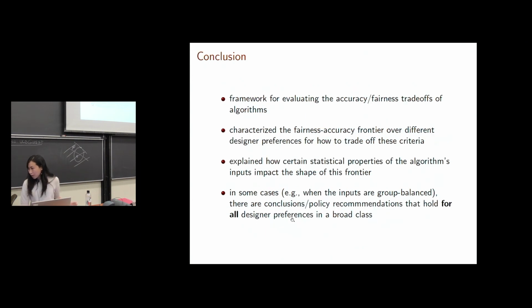Okay, so then just to conclude, I've shown you a framework for evaluating the accuracy fairness trade-offs of algorithms. I've characterized a fairness accuracy frontier over a broad class of different designer preferences for how to trade off these criteria. We have some results explaining how statistical properties of the algorithm's inputs impact the shape of this frontier. And again, the main takeaway is that in some cases, for example, when inputs are group balanced, there are conclusions and policy recommendations that hold across this broad range of different preferences. All right. Happy to take questions.